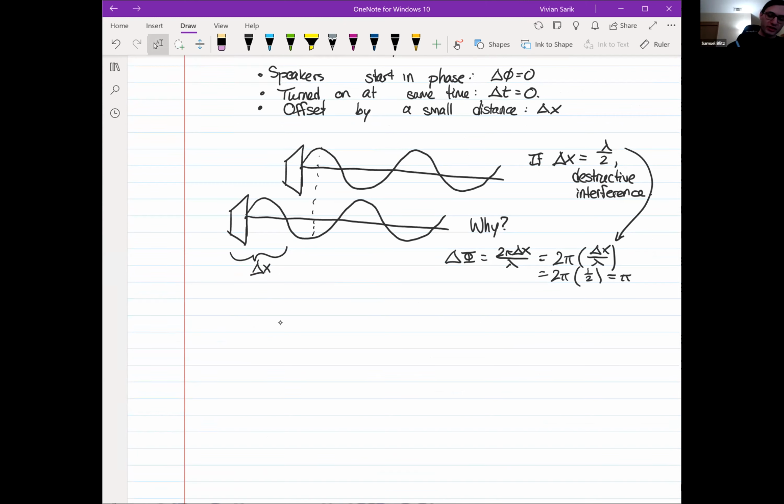Now let's look at another case. In this case, we would have that delta x is 0, meaning that the speakers are aligned with each other. We're going to assume that delta little phi is 0, meaning that they start off in phase. But we're going to assume that they were turned on at different times.